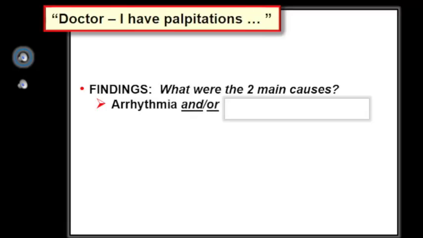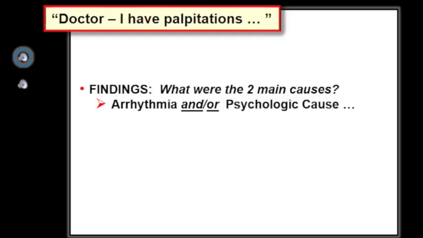Can you guess the other main cause of palpitations? The answer relates to a psychological cause, either generalized anxiety or panic disorder. Realize that on occasion a patient may have both, so that just because the patient has panic doesn't mean that they might not also have an arrhythmia. But it's helpful to know that up to half of all patients who come to the doctor because of palpitations have an anxiety disorder instead of an arrhythmia.